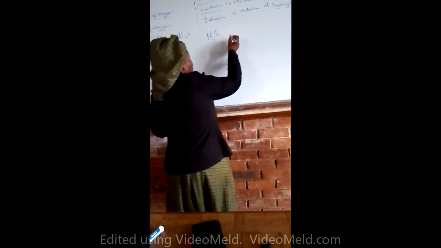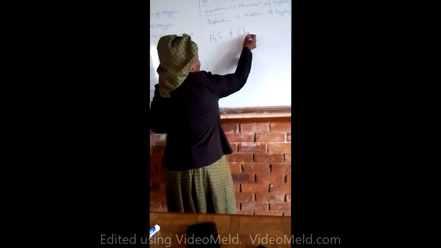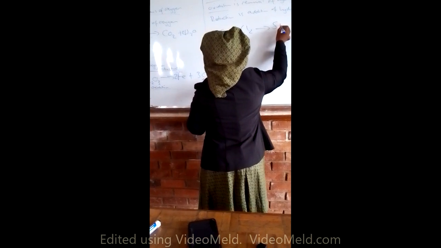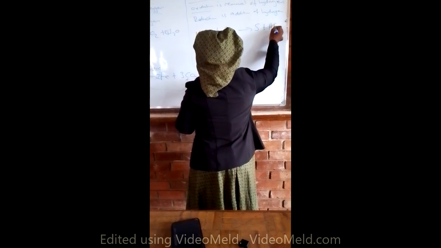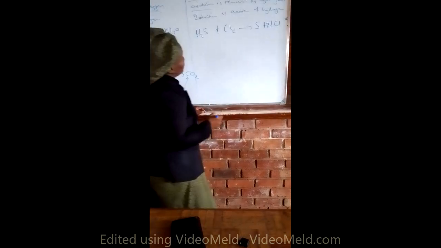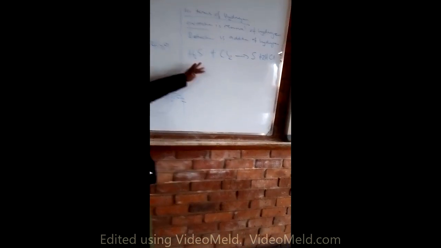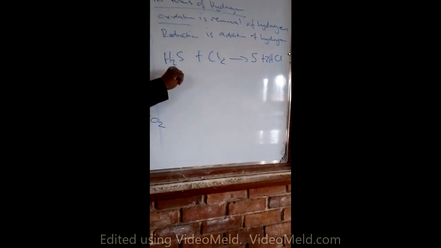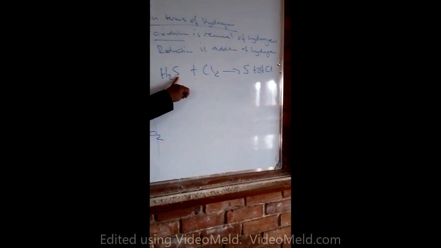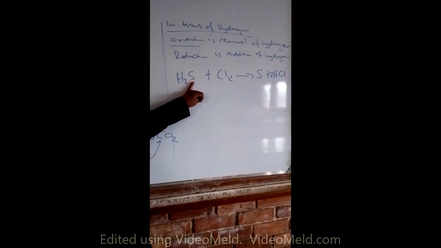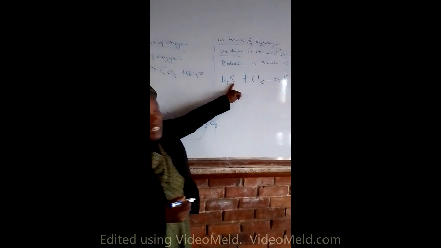Hydrogen sulfide plus chlorine gas, so that we produce sulfur plus HCl. Two of them is now balanced. What is happening here? Sulfur has been oxidized. Why? Because hydrogen has been removed from it.